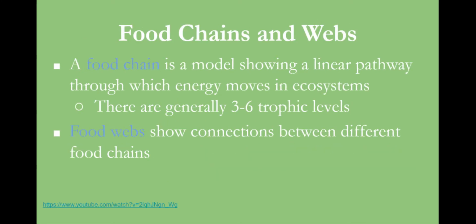The food chain is a model showing a linear pathway through which energy moves in an ecosystem. We generally see 3 to 6 trophic levels in a food chain. Food webs are more like a spider's web. There's lots of different connections between the food chains that are within them. There's a video link here that's a good one for you to check out as well, as far as the difference between the two goes.